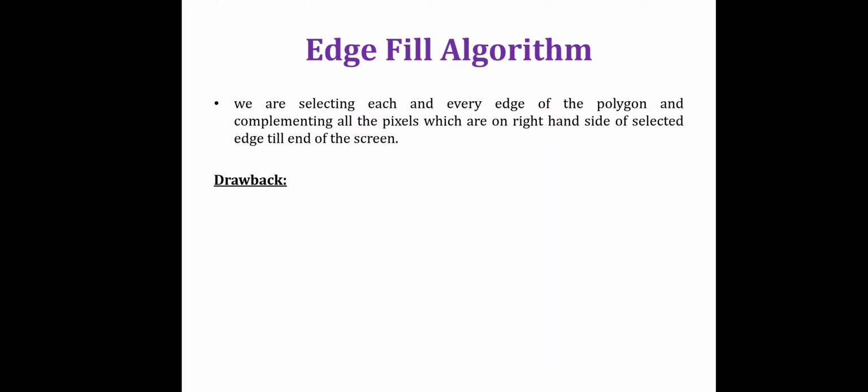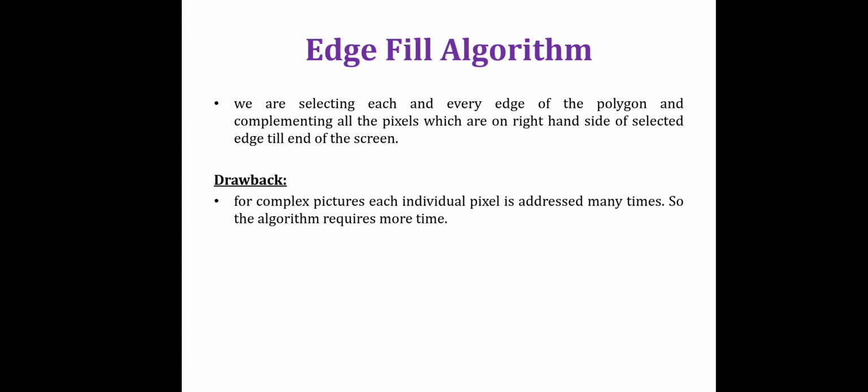Yes, there is one basic and major drawback: for a complex picture, each individual pixel is addressed many times. Sometimes we complement a pixel from background color to fill color, and the same pixel is complemented from fill color back to background color. Many pixels are complemented many times, so this algorithm will definitely require more time, because a single pixel can be complemented many times. So this is the first drawback.